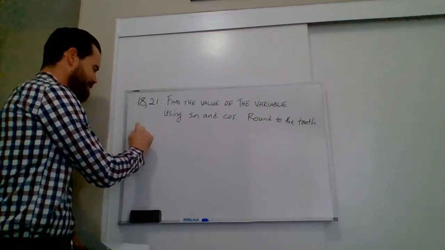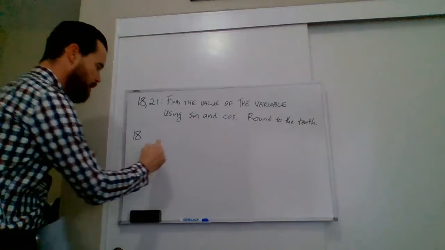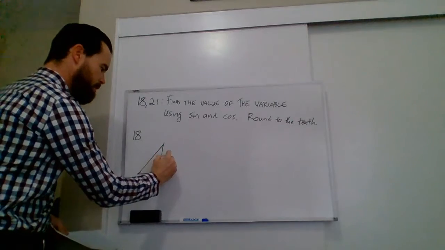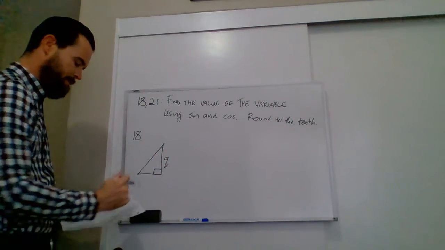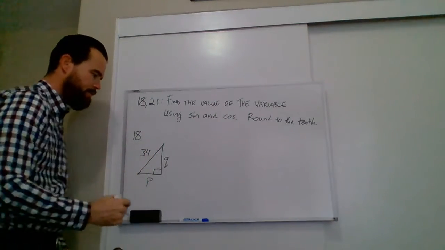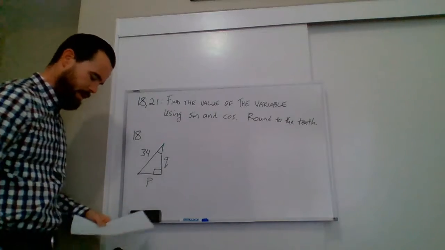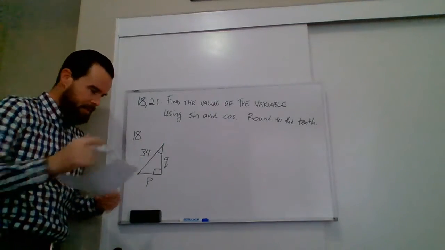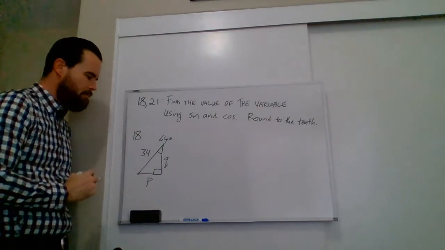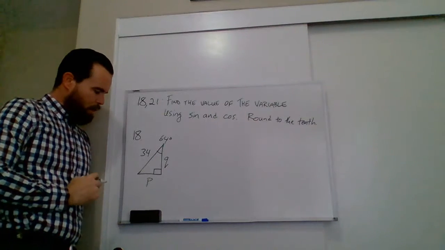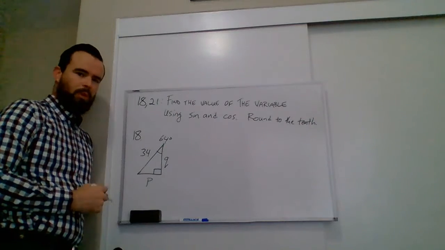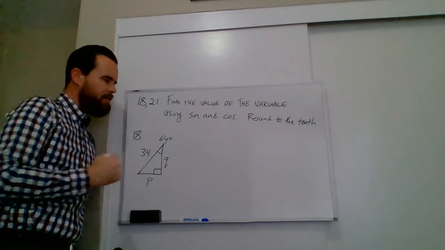We got this. So for number 18, let's draw their triangle. Right angle there. They want us to find the value of variable Q and P. The hypotenuse length is 34, and this angle here is 64 degrees. I'm just going to write that on the outside so I can write it a little bigger. Where to start? Do we want to start with sine or cosine? Let's start with cosine.